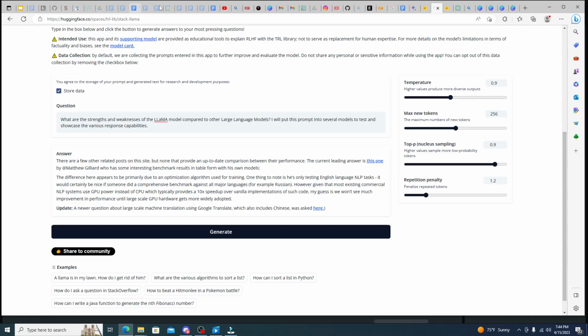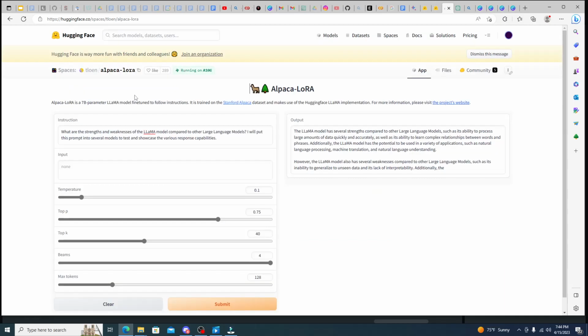That said, let's go ahead and look at this one, which is Alpaca Lora. Alpaca would be a predecessor of Llama, so this would be like son of Llama. And son of Llama says that the Llama model has several strengths compared to other large language models, such as its ability to process large amounts of data quickly and accurately, as well as its ability to learn complex relationships between words and phrases.